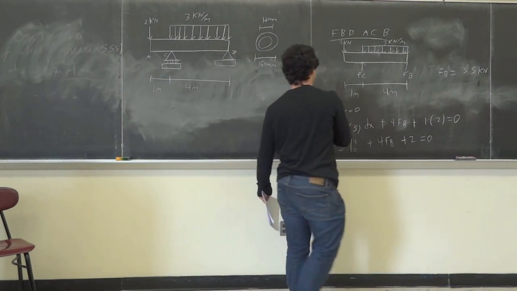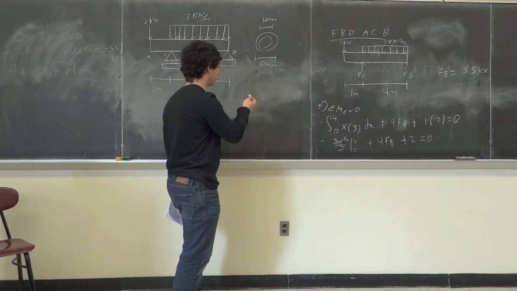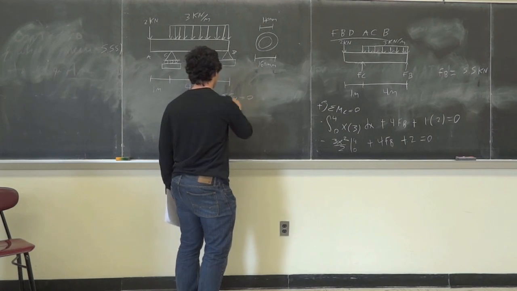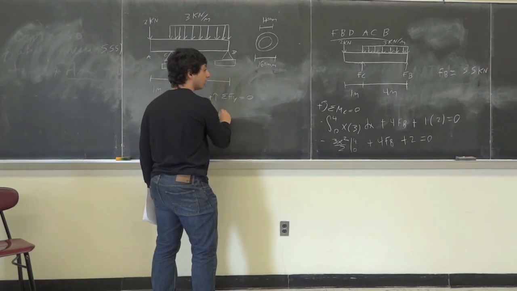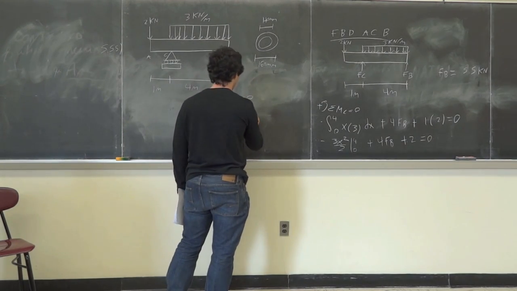Alright, so now let's get FC, right? So how are we going to get FC? We'll sum the forces in the y direction. Summing the forces in the y direction to be 0, taking upwards to be positive. You have FC plus FB minus 2 minus what?